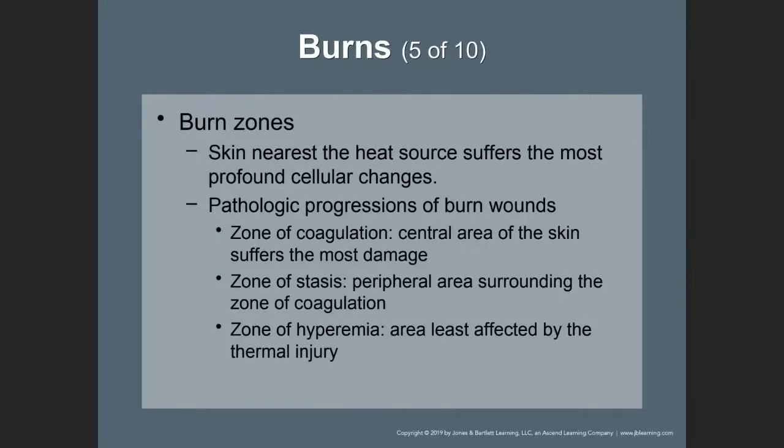You have the zone of coagulation. The zone of coagulation is a central area of the skin which has the most damage, which will have no blood flow in that area. The zone of stasis is peripheral and it is around the zone of coagulation. There is still some amount of blood flow occurring in that area, but it's not sufficient. The zone of hyperemia is the area that is least affected by the thermal injury, and that's the area that has the best blood flow. If the patient doesn't get proper treatment in a timely manner, the zone of coagulation will start to expand.